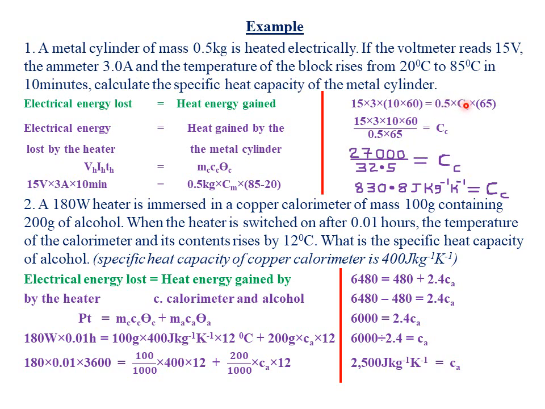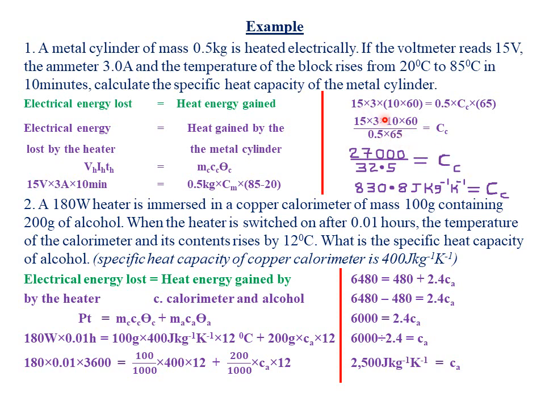Then this is equal to mass in its SI unit, which is 0.5 kg, times specific heat capacity of the metal cylinder C multiplied by the change in temperature, which is 85 minus 20, which will give you 65 Kelvin or 65 degrees Celsius. So if I make the specific heat capacity of the metal cylinder subject of the formula, I'll simply divide both sides by 0.5 times 65. Therefore, the specific heat capacity of the metal cylinder will be given by 15 multiplied by 3 multiplied by 10 multiplied by 60 divided by 0.5 times 65.